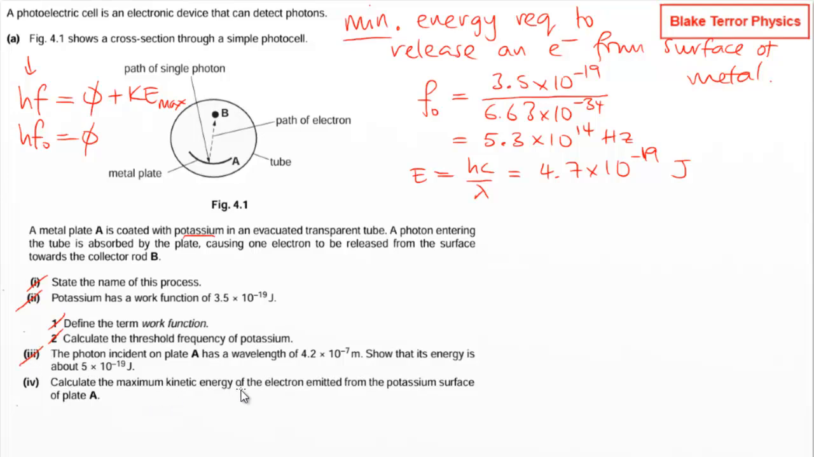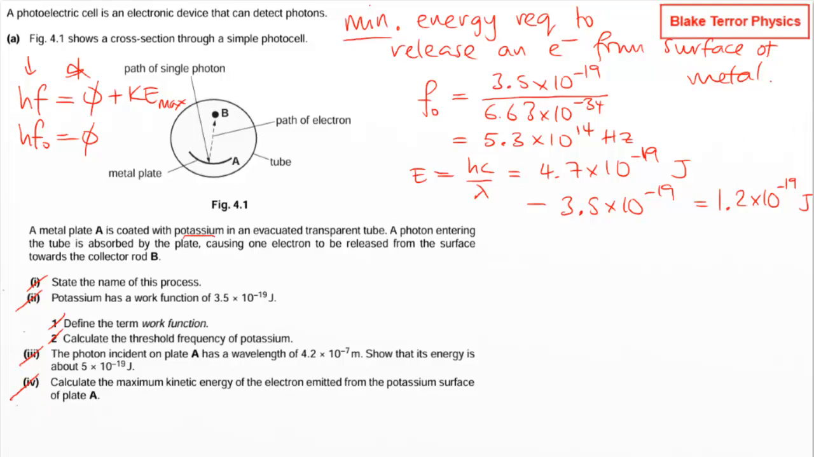Calculate the maximum kinetic energy of the electron emitted from the potassium surface. So that is the energy of the photon. We now take off the work function, because we're just using this equation over here. What was the work function again? 3.5 times 10 to the minus 19. And that is then going to give us 1.2 times 10 to the minus 19 joules. That is our maximum kinetic energy.